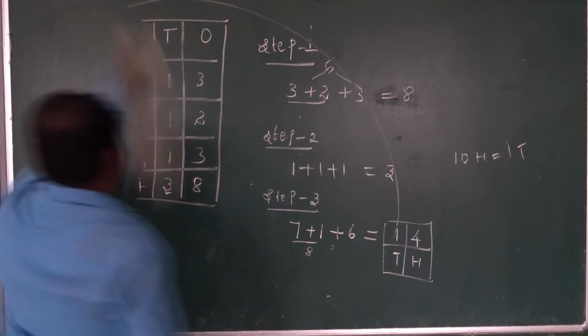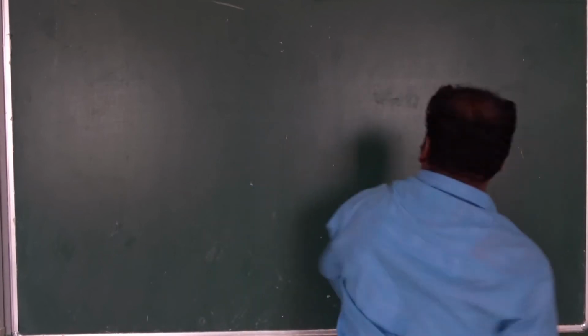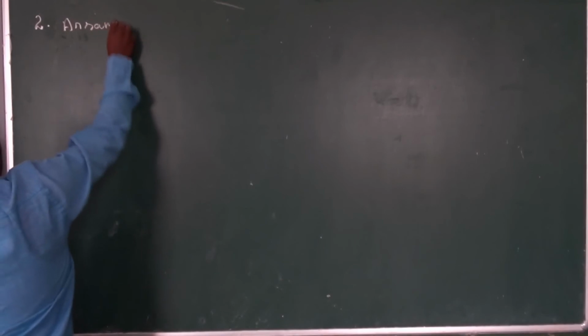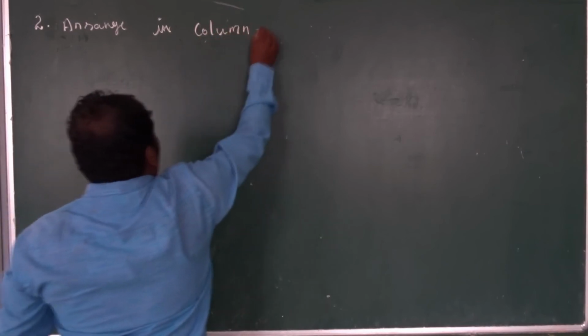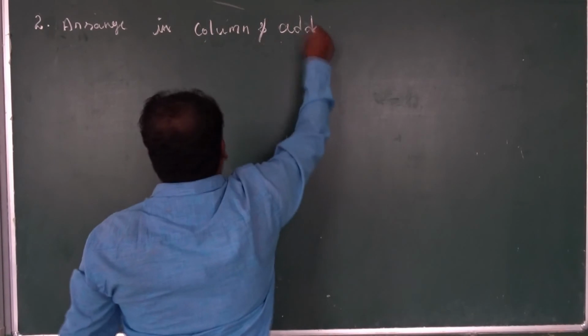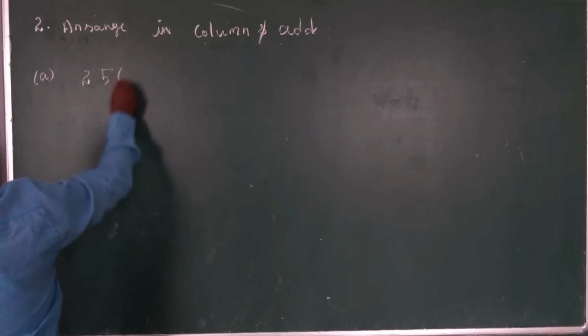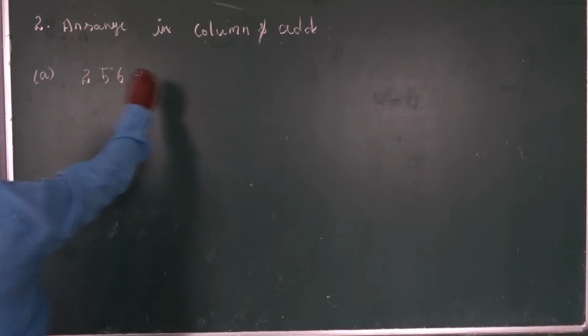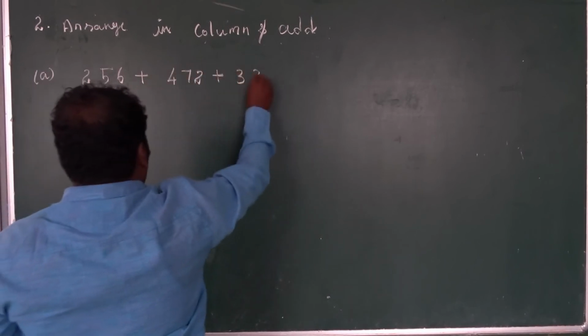Then the second one. Arrange in column and add. Here, part A: 256 plus 472 plus 396.